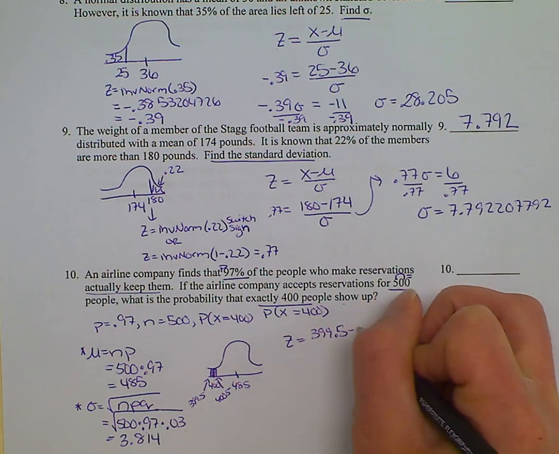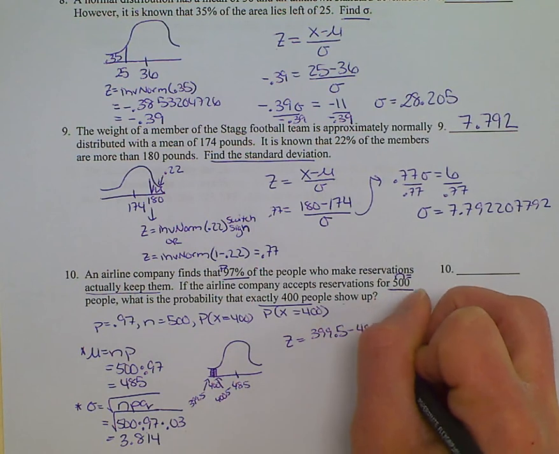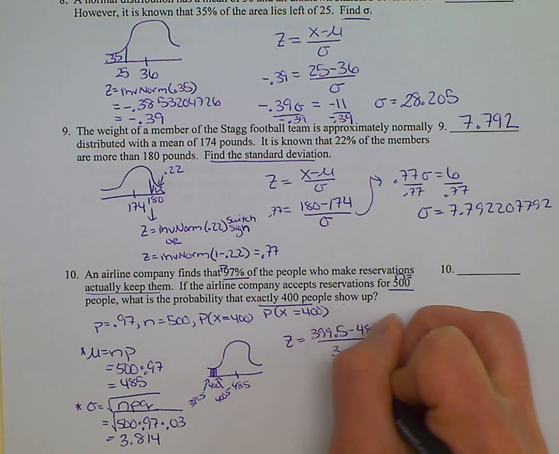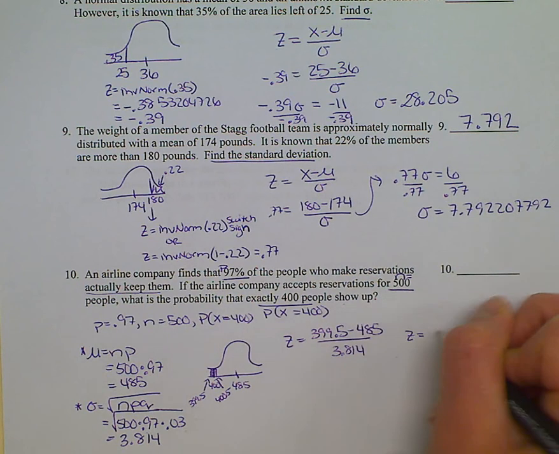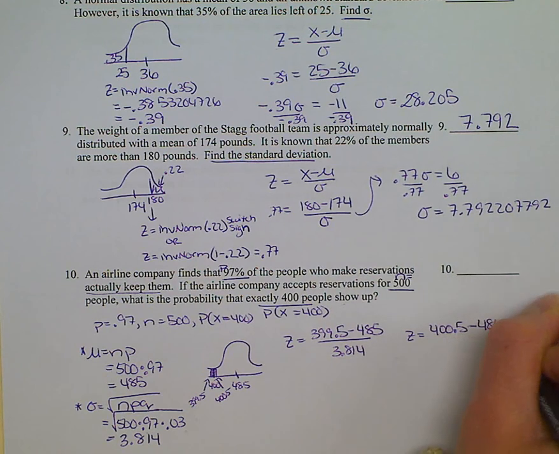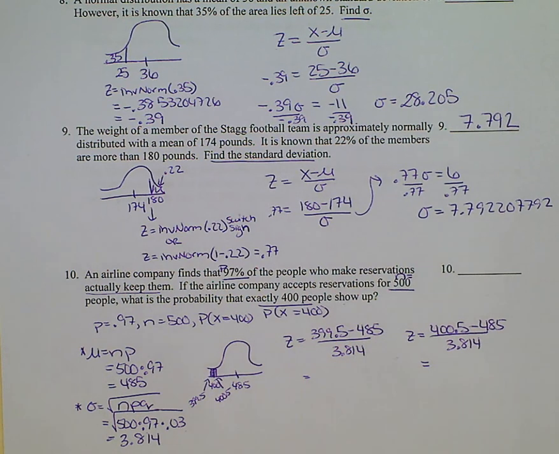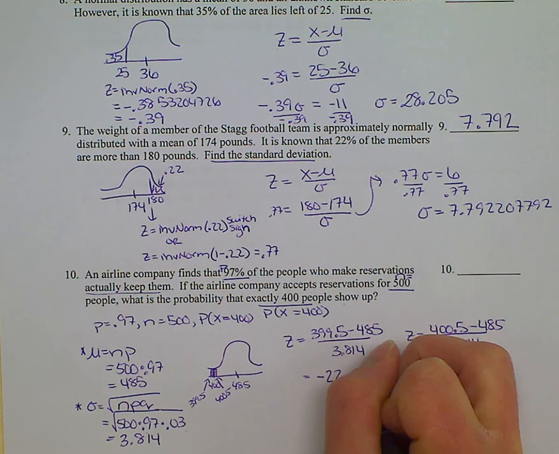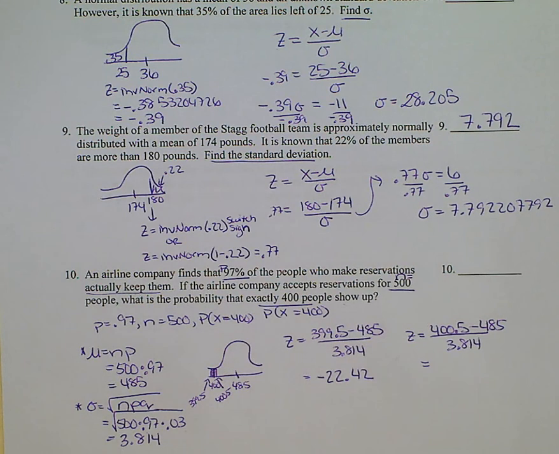So this would be x minus the mean divided by our standard deviation. Then we have another x minus the mean divided by our standard deviation. Okay, so we're going to change both of these into standard scores. What you're going to recognize is that we actually get a pretty extreme z-score. So for the first one, we get negative 22.42. Again, remember we're rounding our z-score to 2 decimal places.